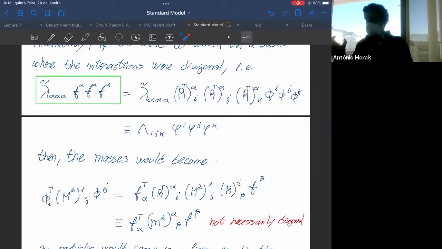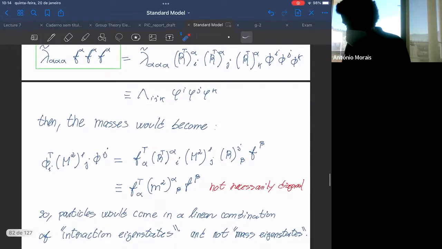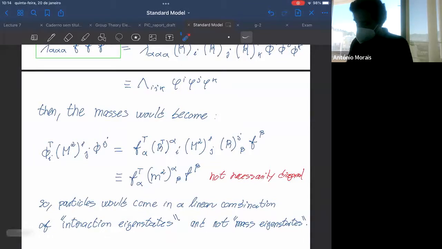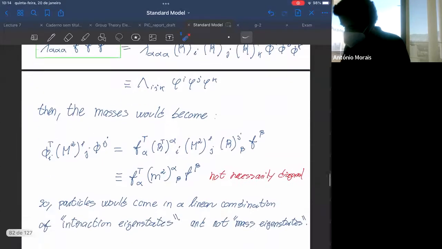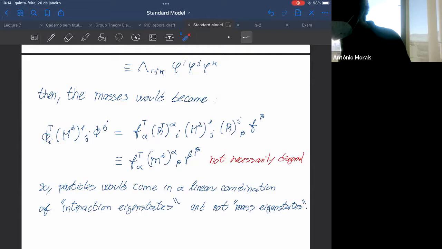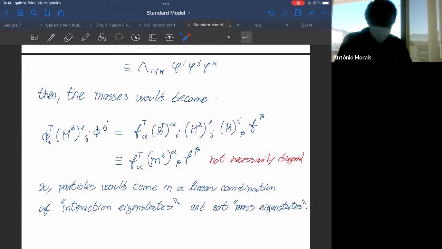So this is just to highlight the fact that if we choose to diagonalize a vertex, to make that basis diagonal, the mass will not be diagonal. But once again, here we have the problem that we don't have the propagator well defined if we choose this basis. So particles would come in linear combinations of interaction eigenstates, in fact. These Fs are interaction eigenstates, let's call them, and not mass eigenstates. And typically we talk about mass eigenstates. Of course, from the theoretical perspective, it's completely different. But for some problems related to flavor physics, it may be convenient to work in the interaction basis, at least to simplify some calculations.